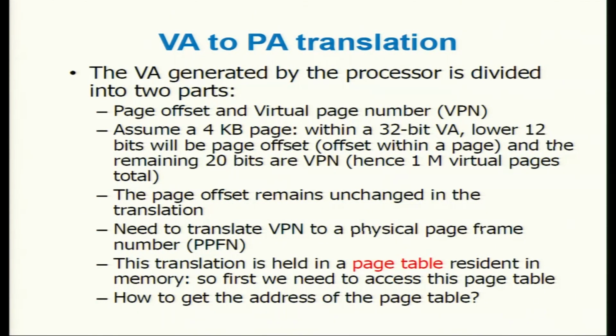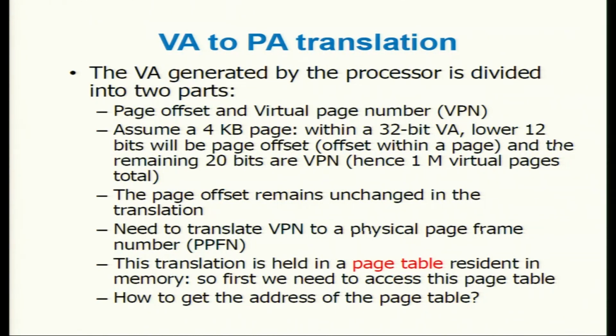So the virtual address generated by the processor is divided into two parts. One part is called the page offset, another part is called the virtual page number. For example, if we assume a 4 kilobyte page within a 32-bit virtual address, then the lower 12 bits will be the page offset, because that will tell you where inside a 4 kilobyte page you are looking for your data. And the remaining 20 bits will be the virtual page number. That will cover about 1 million virtual pages. So 1 million virtual pages of 4 kilobytes each will make up the 4 gigabytes of virtual memory addressable by a 32-bit virtual address. Okay.